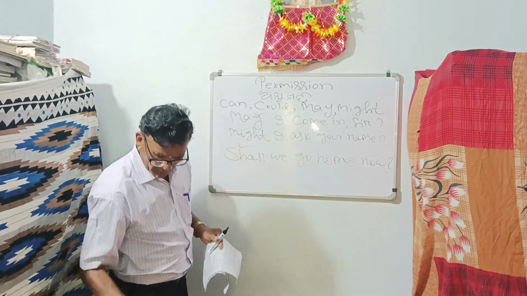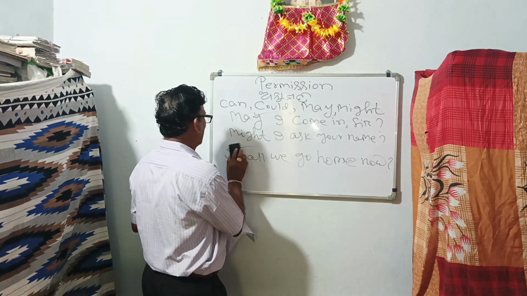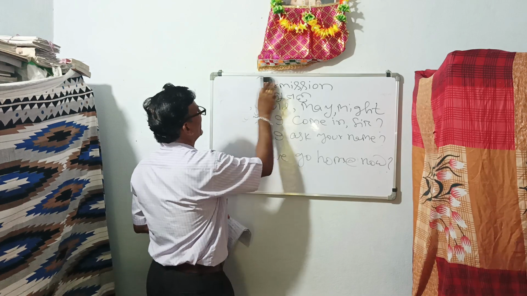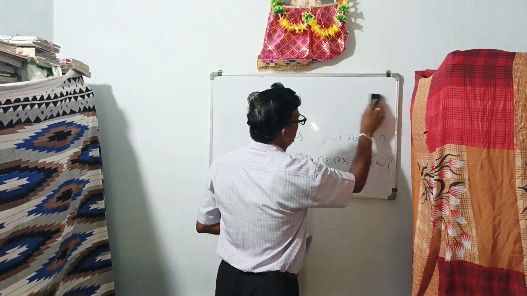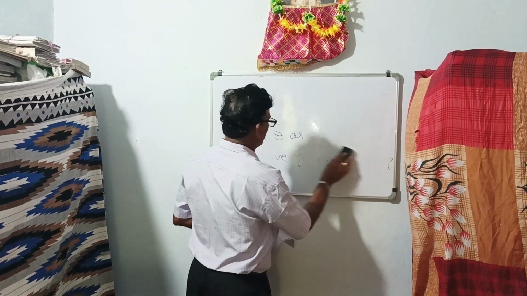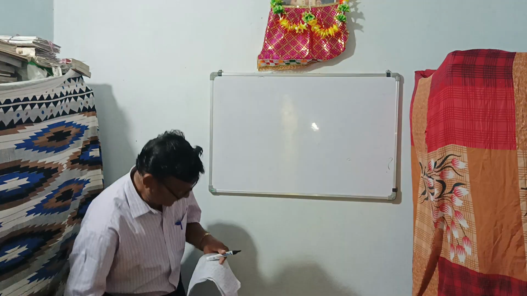So, permission: can, could, may, might, shall. These 5 modal auxiliary verbs are used to express permission.